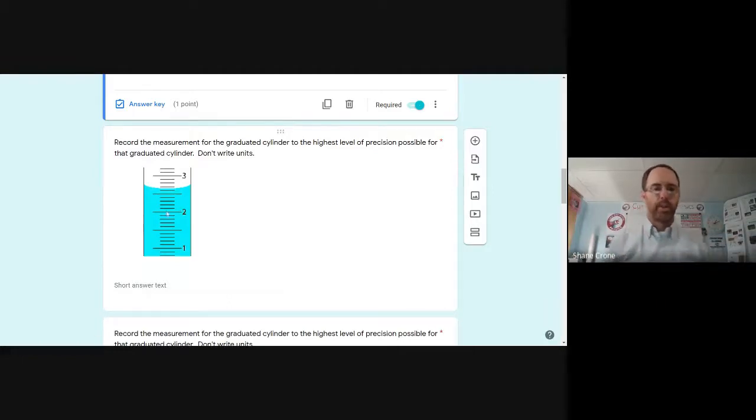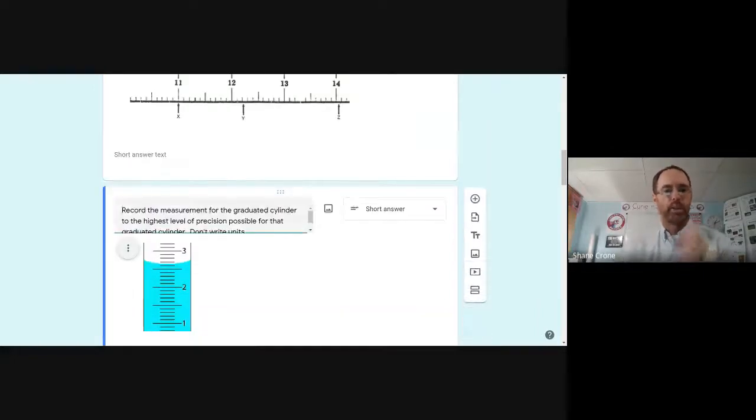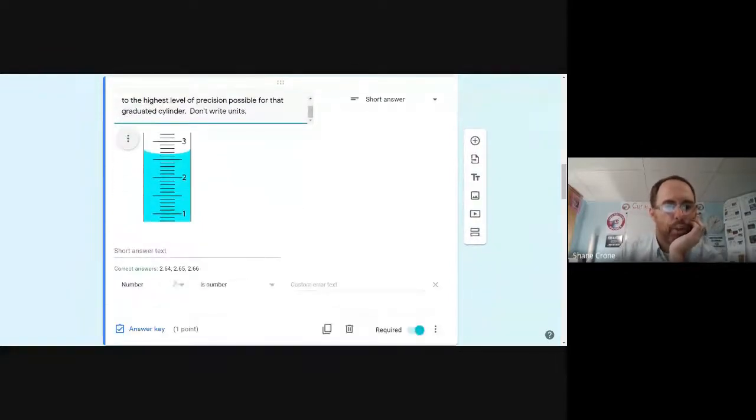If you look at this one, this is just like the ruler. The markings are whole integer values, and then the markings in between are the first place after the decimal. So here is 2.0, 2.1, 2.2, 2.3, 2.4, 2.5, 2.6, and then it's a little past 2.6. So here are the answers that I accepted: 2.64, 2.65, and 2.66. In the next test, I will stretch that out a little bit further. I'll go all the way down to 2.63, and I'll go all the way up to 2.67.